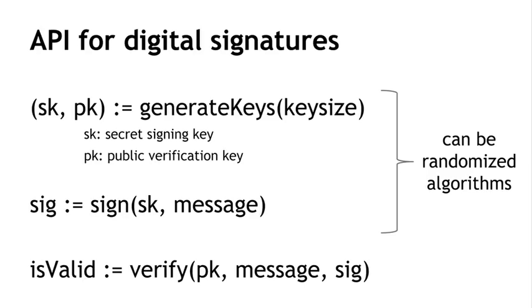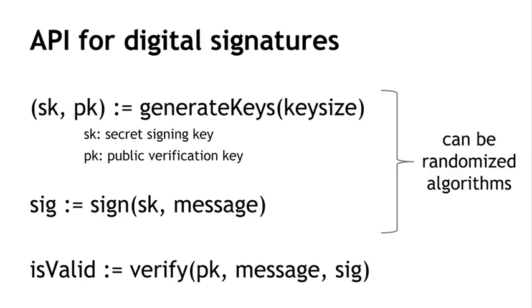And then the third operation is a verify that takes something that claims to be a valid signature and verifies that it's correct. It takes the public key of the signer, it takes the message that the signature is supposedly on, and it takes the supposed signature. And it just says yes or no, is this a valid signature?